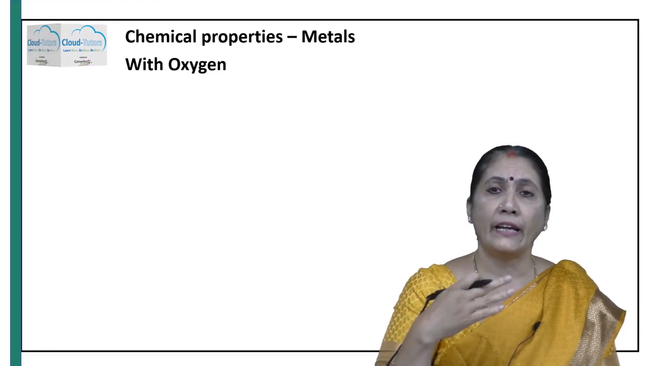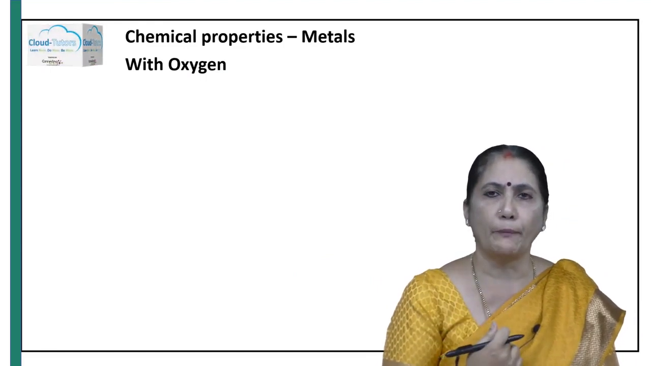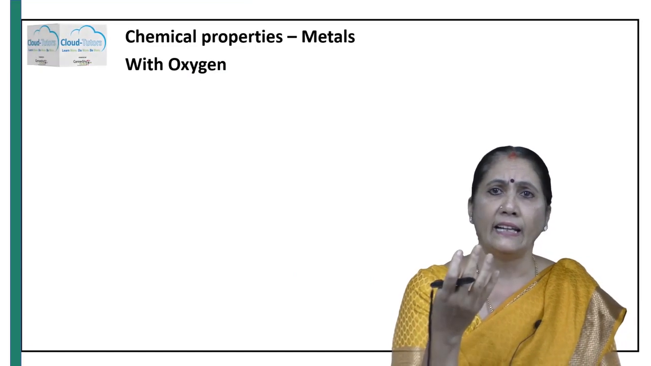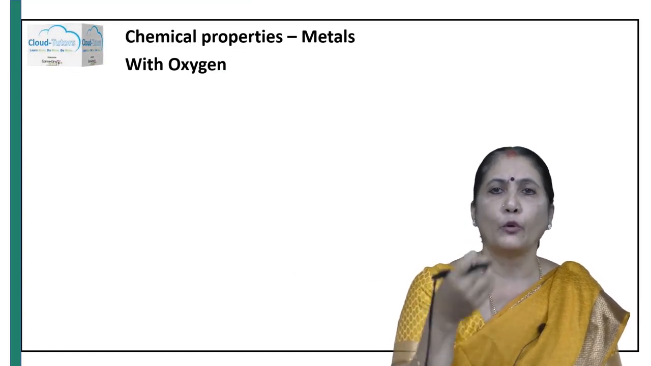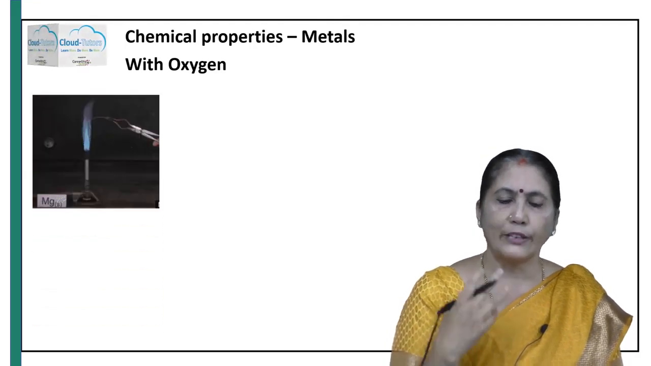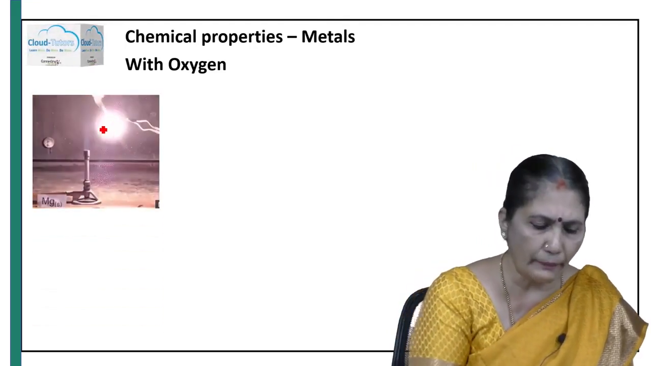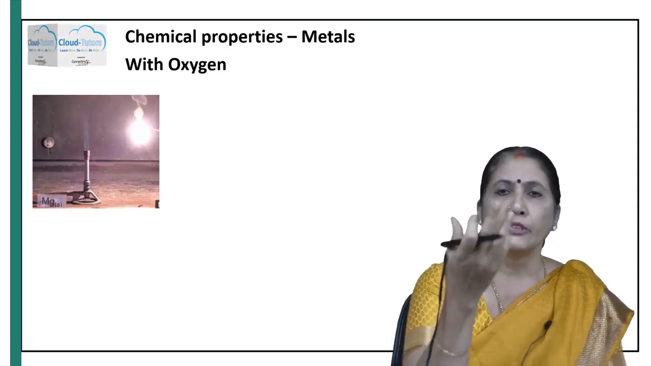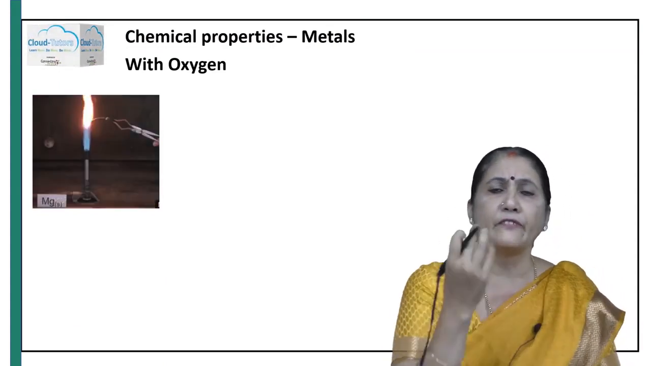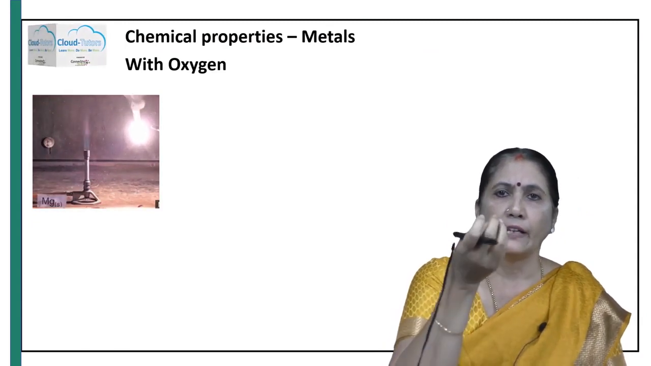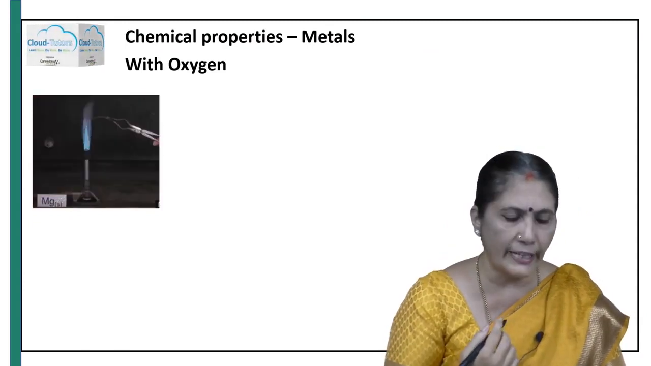Now, coming to the next aspect, chemical properties. What happens when metal is exposed to air? With oxygen, if I take a magnesium ribbon and burn it in a Bunsen burner, it gives out a dazzling light with a white powder formed, which is magnesium oxide.